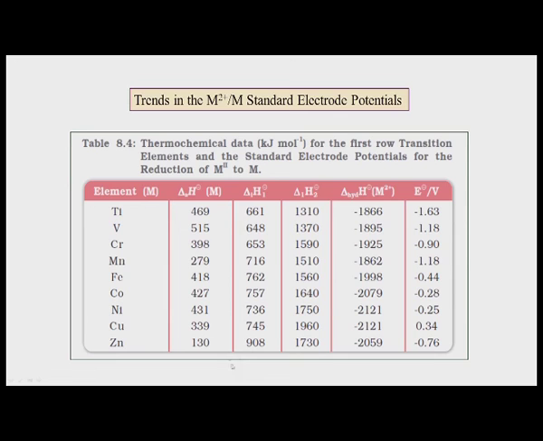So we can have 1, 2, 3, 4 steps to reach this E0 value for the 3d elements from titanium to copper, and we get the corresponding standard electrode potential for the reduction of the bivalent state. That means nickel 2+ to nickel 0 is minus 0.25 volt. Similarly, copper 2+ to copper 0 is 0.34 volt. Ultimately, we get a typical trend, and that trend will tell us how quickly we can go for this reduction.